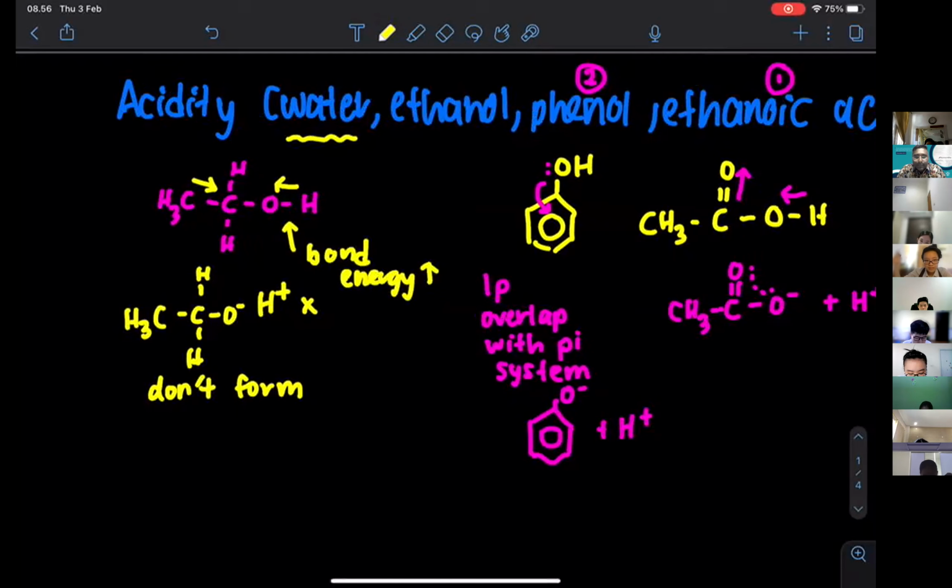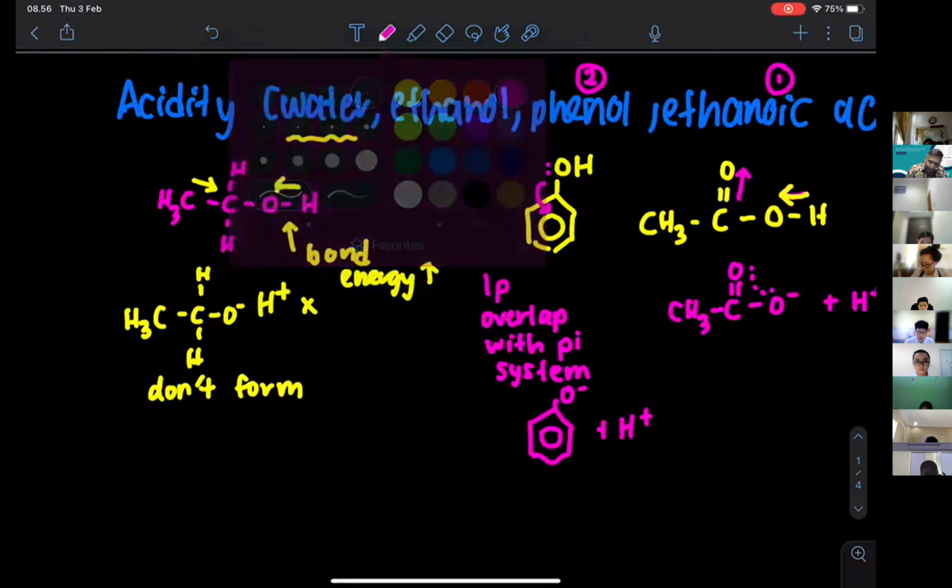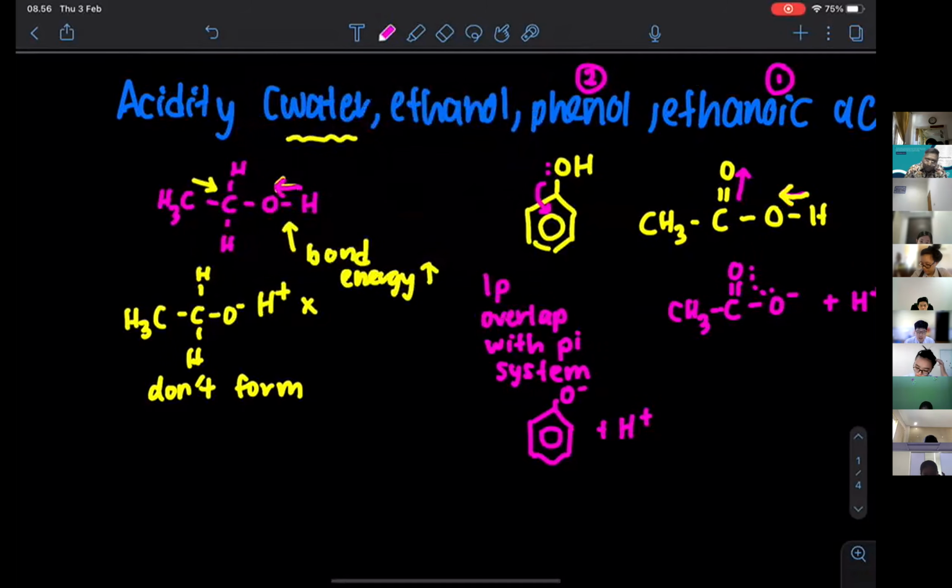The one on top, that yellow arrow, is similar to this. The oxygen is going to be electronegative, so it will pull the electron from the OH bond towards itself, because it's more electronegative. So when it pulls, it means the electron moves.